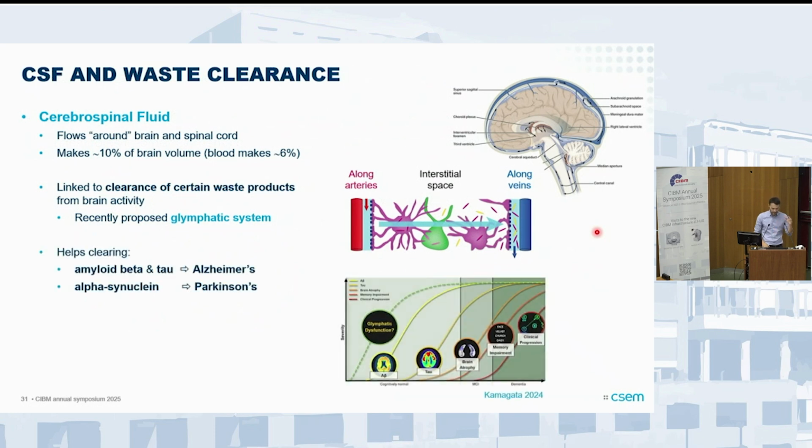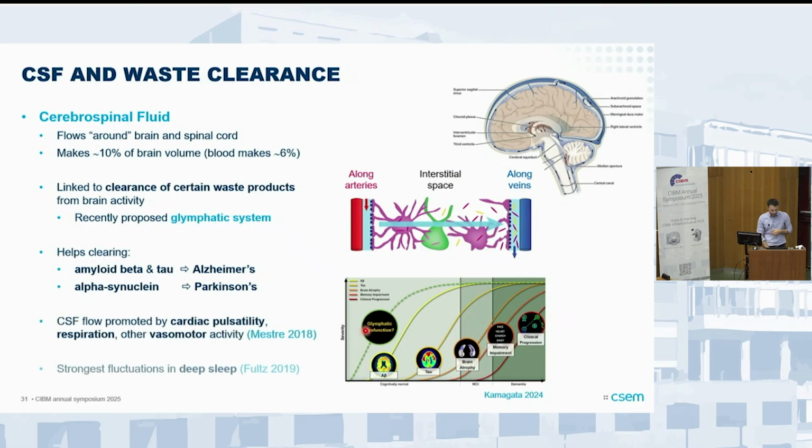So the idea is that CSF flows along the vessels in paravascular spaces, gets filtered basically through the parenchyma and carries metabolic waste products out of the parenchyma. Some of the substances that are known to be involved and cleared to some extent by this system are amyloid beta and tau and alpha-synuclein, involved in Alzheimer's and Parkinson's. So the idea is that disruptions in this system may actually precede many of the biomarkers that we now have for these diseases and may allow much earlier detection.